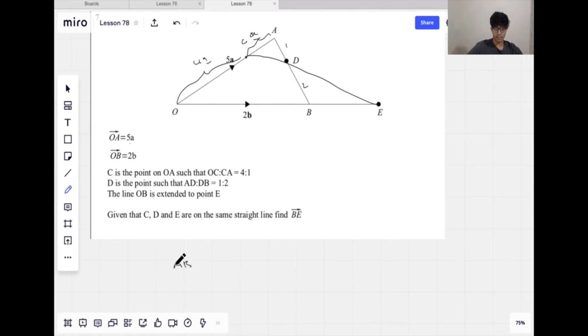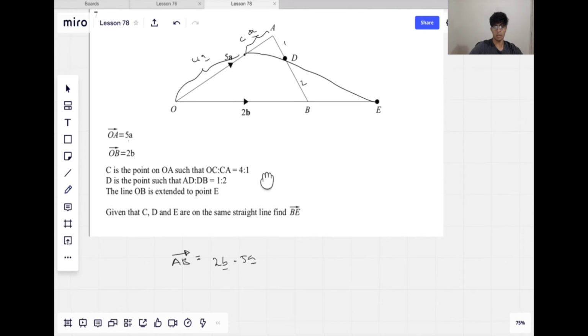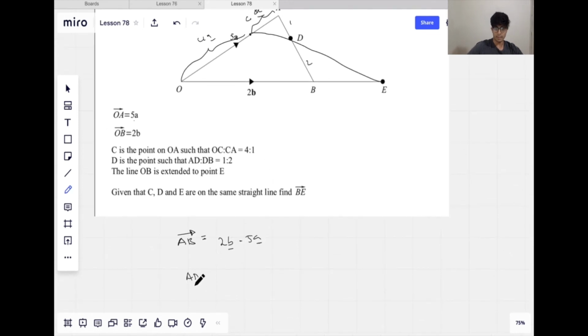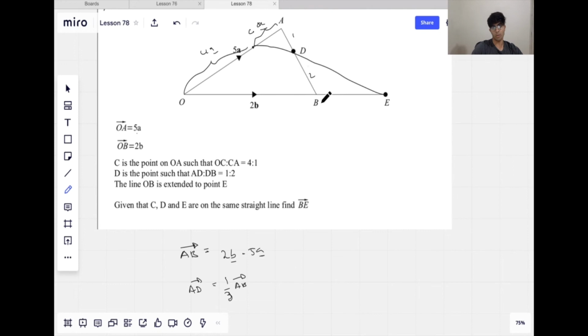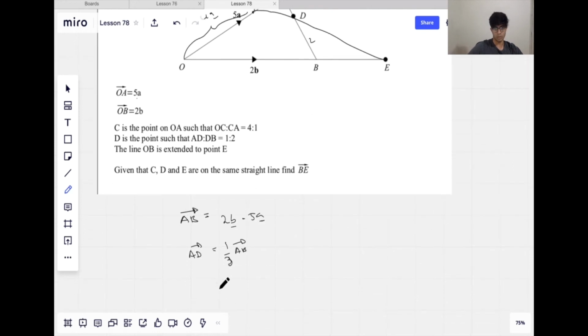So line AB is, okay, well, we have to go back this way and then this way. So we go negative 5a plus 2b, so 2b minus 5a. We know that D is such that AD to DB is 1 to 2. So that means AD is equal to a third of AB. If we want to go from A to D, it's just a third of the way along from A to B. So we can say a third of 2b minus 5a.